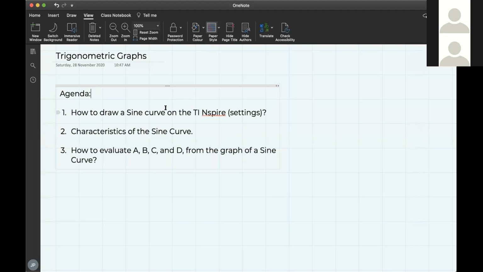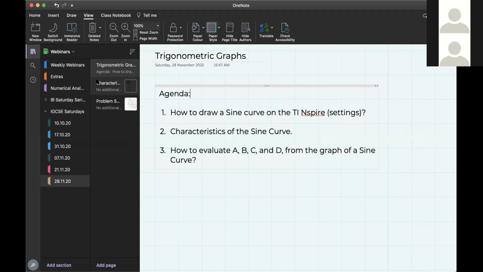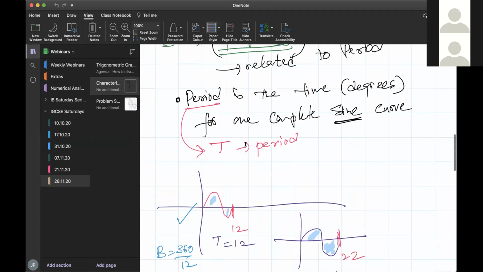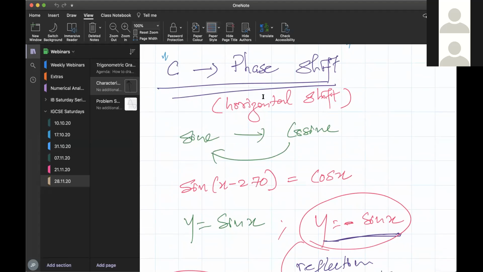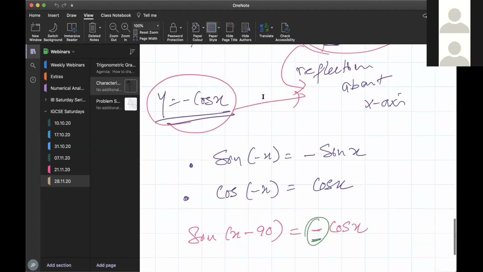So characteristics of sine wave was the next thing that we saw. I explained A, B, C, D in great detail. I explained how to calculate that and gave the meanings for it. And C was the biggest challenge, how to play with C, because the questions will be, how do you write it in terms of cosine?